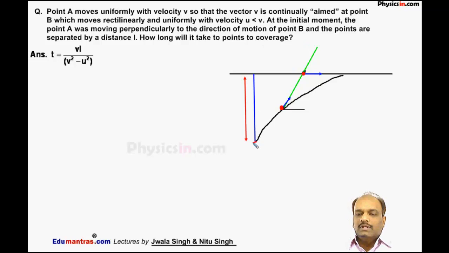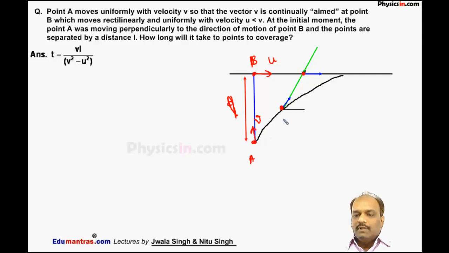Now suppose this point A is here, and the point B is here. The point B is moving with a constant speed u, but this point A is always moving while aiming at this B with a speed v. Let the separation between these two initially be L. It is given that the separation between these two is L.